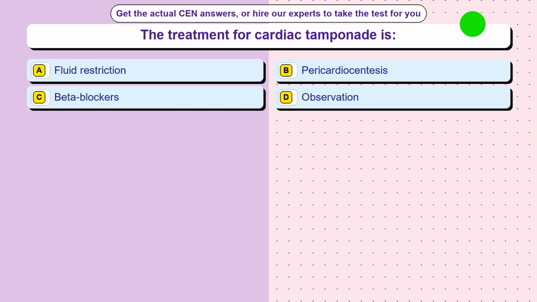Question 54. The treatment for cardiac tamponade is: Option A, fluid restriction. Option B, pericardiocentesis. Option C, beta blockers. Option D, observation.